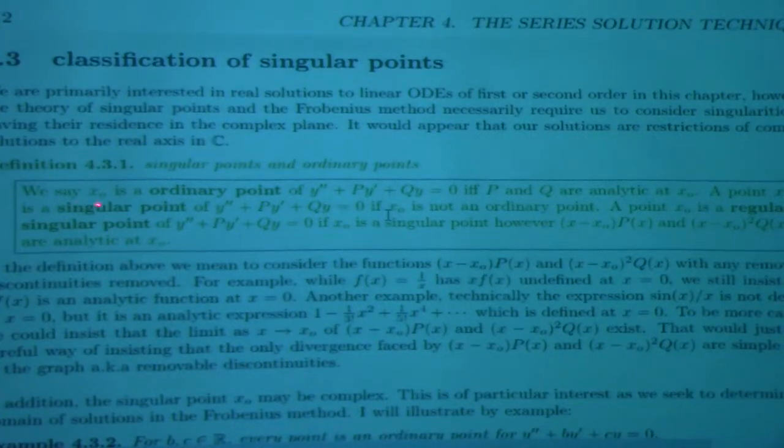So we say x naught is an ordinary point of y prime prime plus py prime plus qy equals 0 if and only if p and q are analytic at x naught. What does that mean for p and q to be analytic at x naught? It means they have a power series expansion at x naught. In other words, they don't misbehave at x naught.